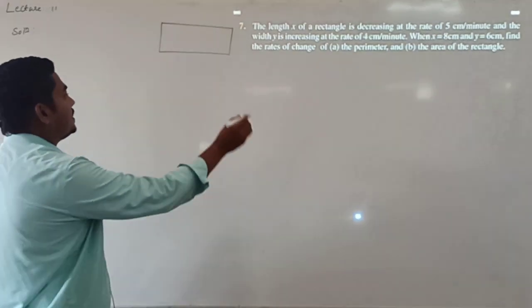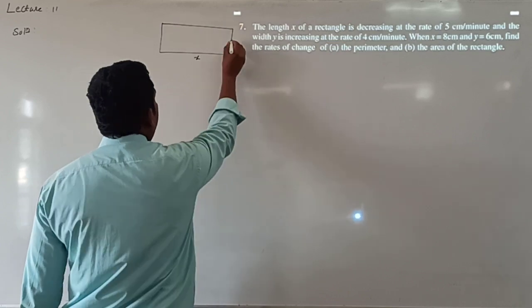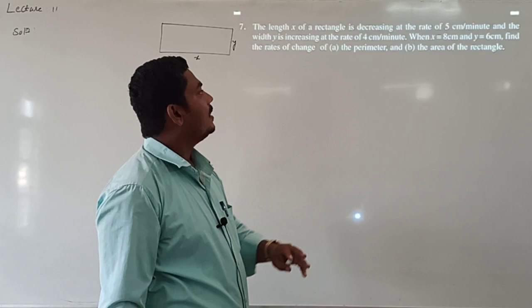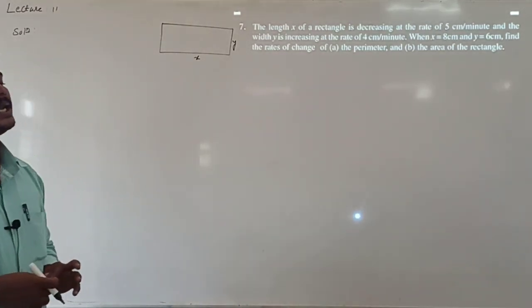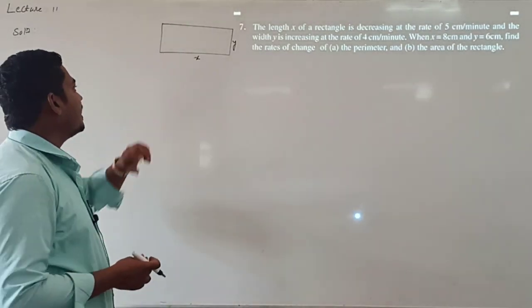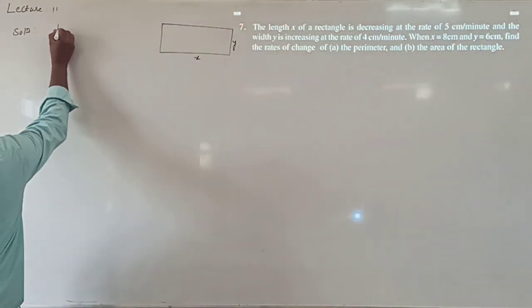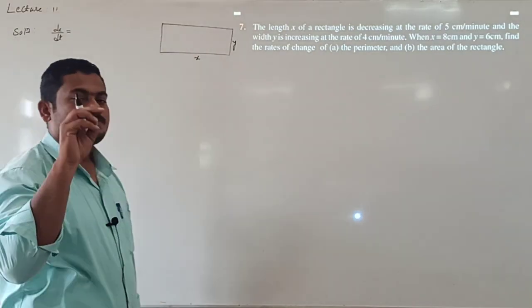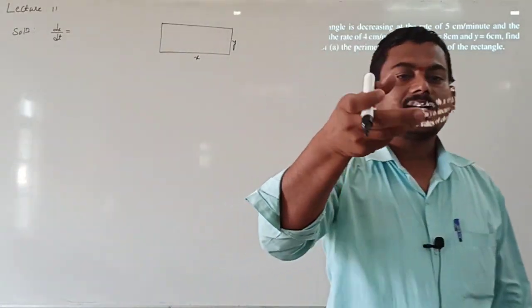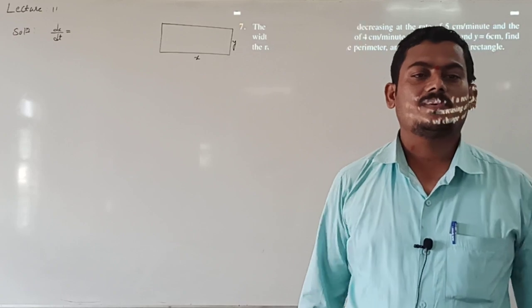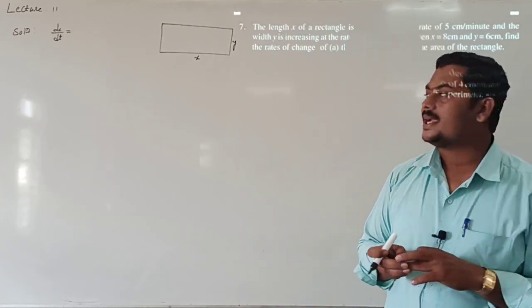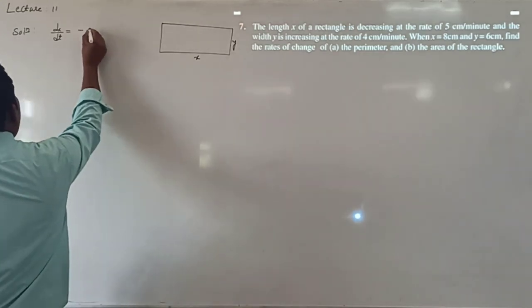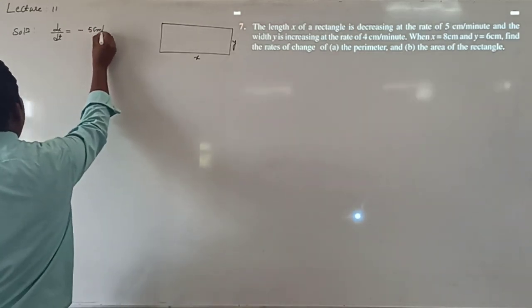Take length x, breadth y. The length x of a rectangle is decreasing. X is decreasing means with time only, dx by dt. Whether dx by dt is positive or negative: once increasing is given, then take positive. Once decreasing is given, take negative. Dx by dt is equal to minus 5 centimeter per minute.